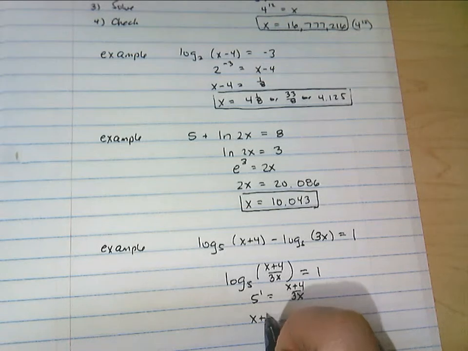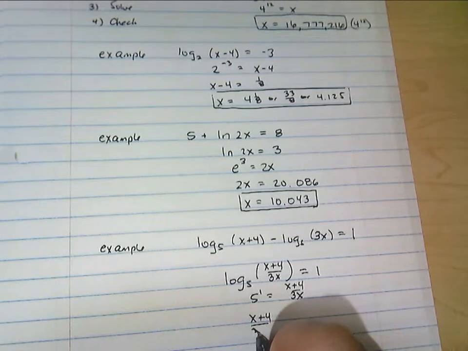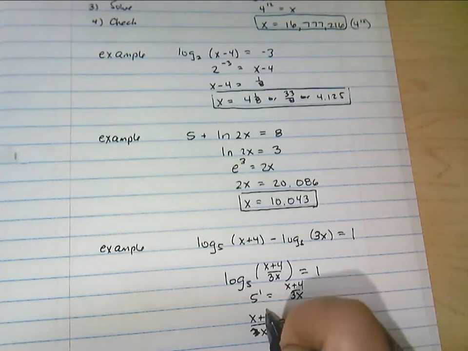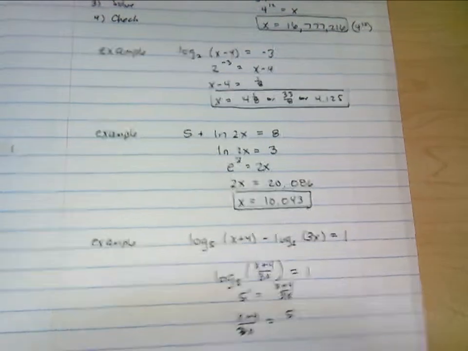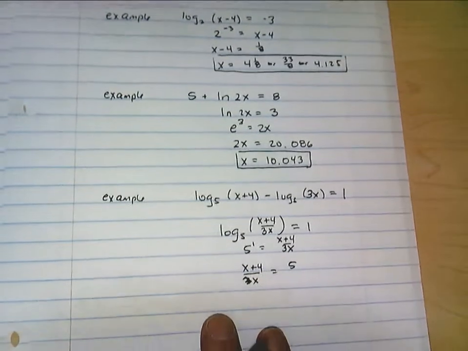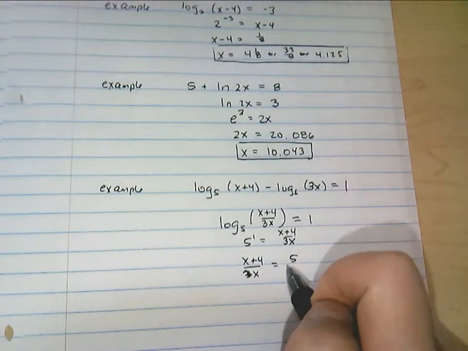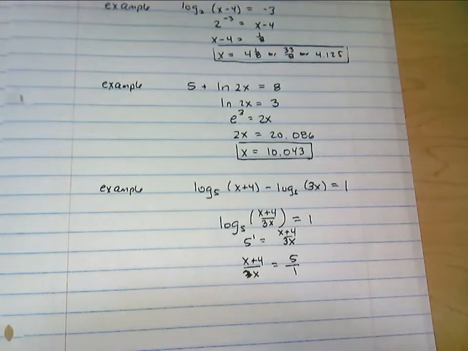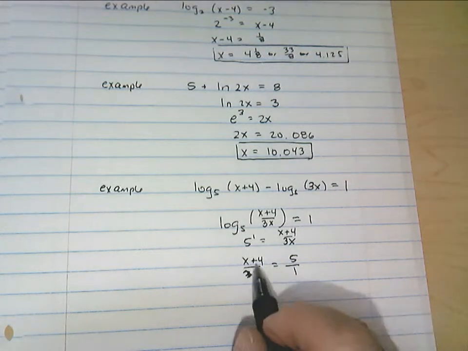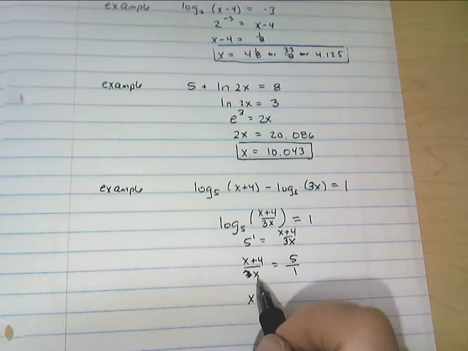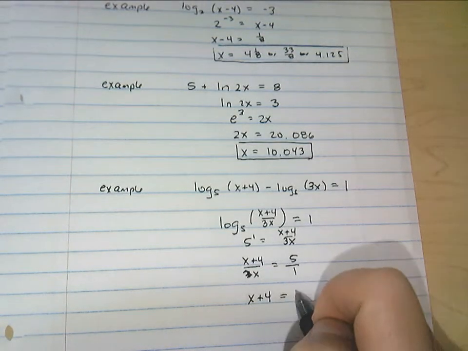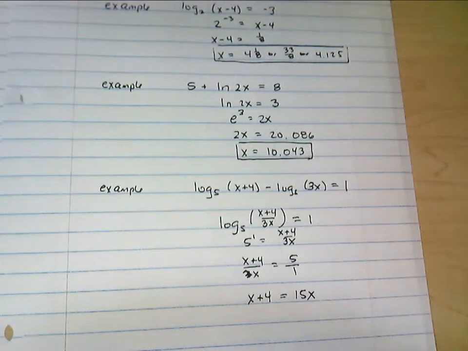I'm just going to rewrite this so the variable's on the left side, 3x, and 5 to the 1 is just 5. 5 is the same thing as saying 5 divided by 1, and I'm going to cross multiply, so I'm just going to go ahead and write it as 5 over 1. When I cross multiply, 1 multiplied by x plus 4 is x plus 4. 3x multiplied by 5 is 15x.